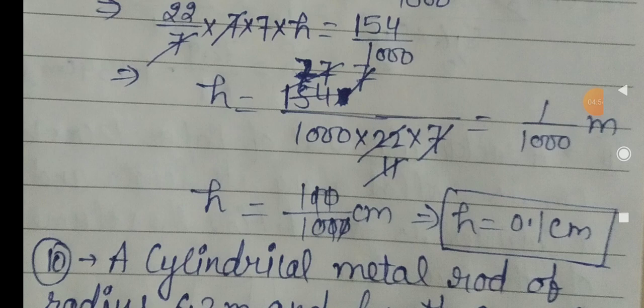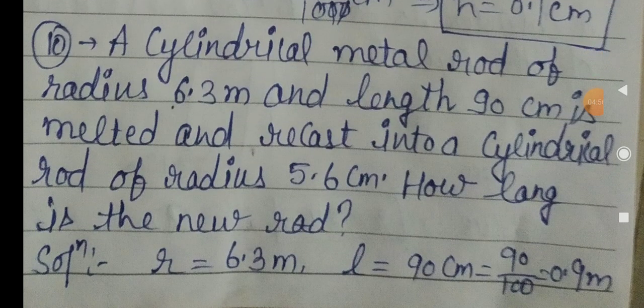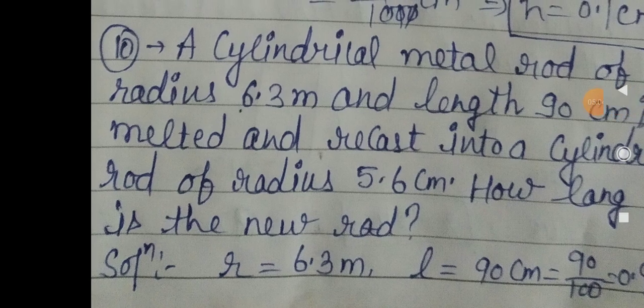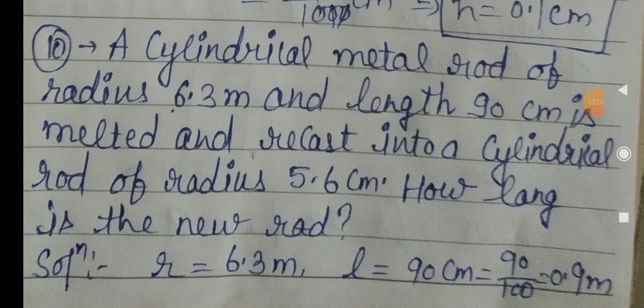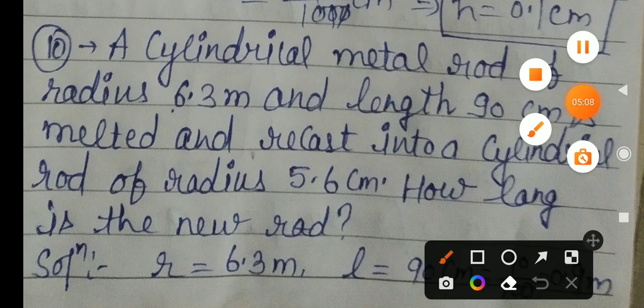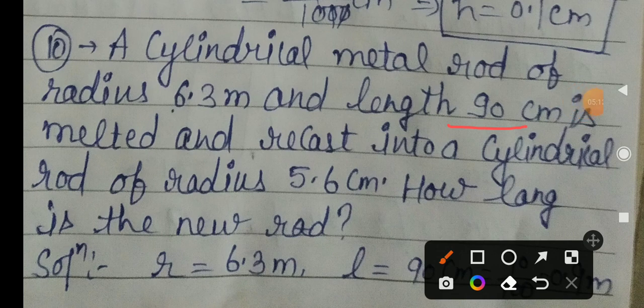Okay, now we move to the next question, question number 10. A cylindrical metal rod of radius 6.3 meter and the length of that rod is 90 centimeter. Here the length is given in centimeters, so you have to convert this unit into meters and then put that value in your formulas.